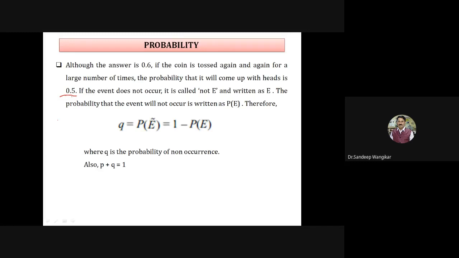But if the coin is tossed again and again a large number of times, I say 10,000 times, 1 lakh times, 50,000 times, 2 lakh times, 5 lakh times, then again the probability of having head is 50% and the probability of having tail is 50%. So this is a very important thing.